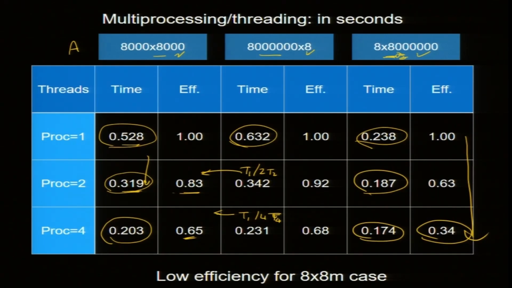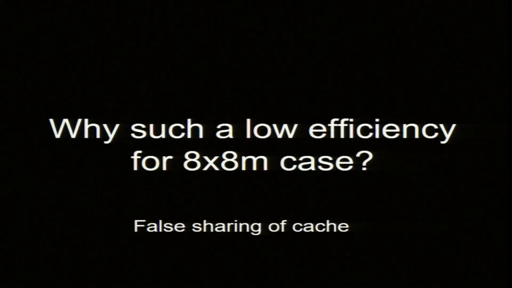The question is why there is such a low efficiency for 8 by 8 million, this case. Curious, why does it happen? And this is a generic phenomenon, and that is what we need to understand. So, this is because of cache. In shared memory, data goes from RAM to cache, and the CPU works on the cache data and produces output. So, let us first understand the cache thing.